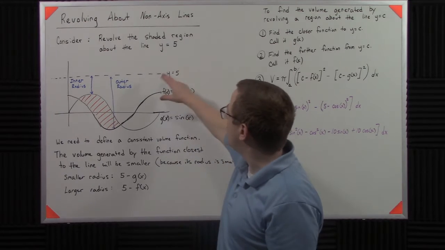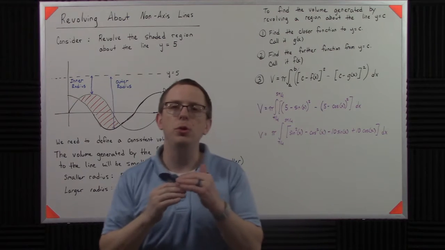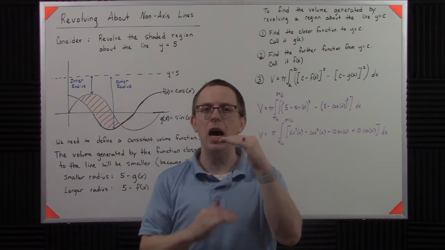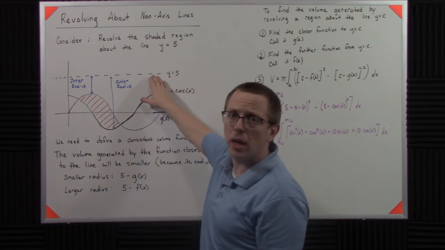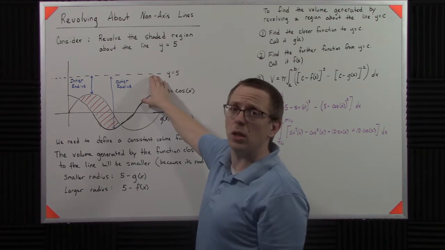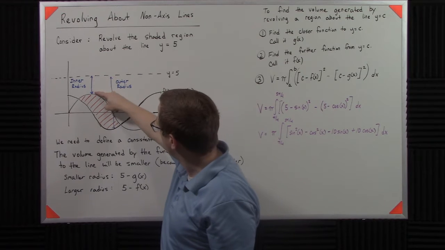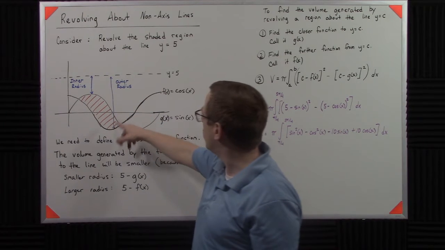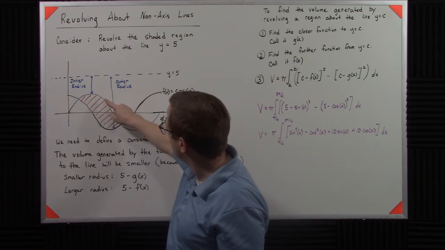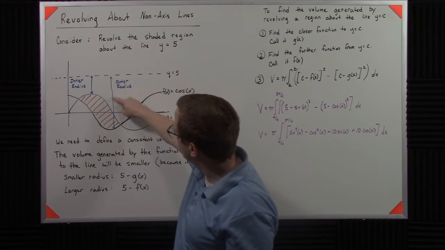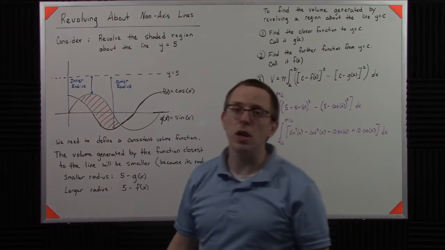But when we're doing it with an arbitrary line, what you have to do is find the distance from the line, not from the axis, from the line. So you say, okay, if I start at this line, which one gets me closer? Okay, well, if I go down, boom. I'm always closer to the sine function in this revolution. And I'm always further away from the cosine function.